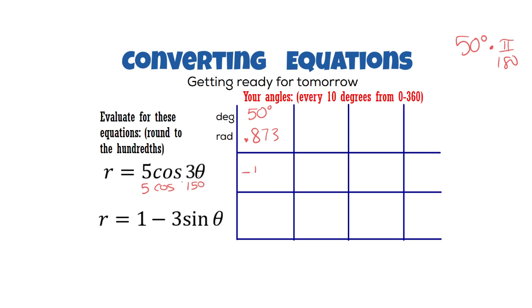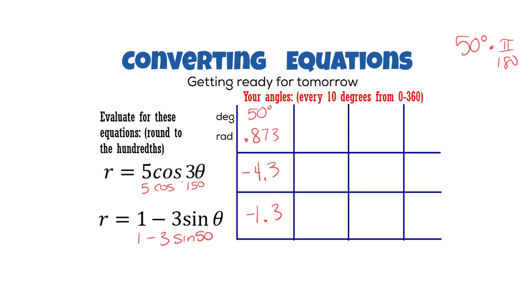And I get a negative 4 point. And to be honest, if you went to the tenths place, that's going to be highly sufficient for what we're doing. Okay, now I'm going to try my 50 degrees right here. So it's going to be 1 minus 3 sine of 50. I'm just going to type in my calculator, 1 minus 3 sine 50, and I get a negative 1.3.